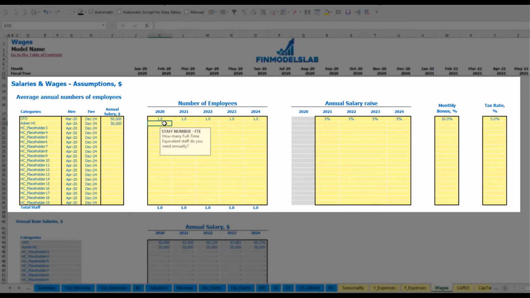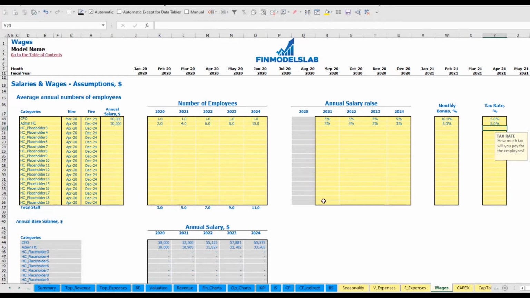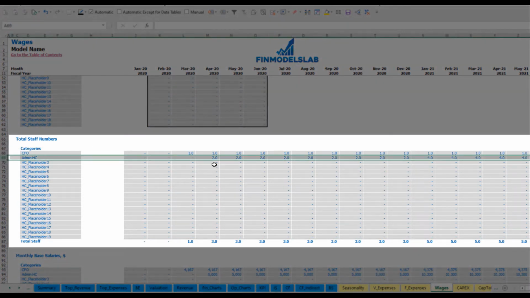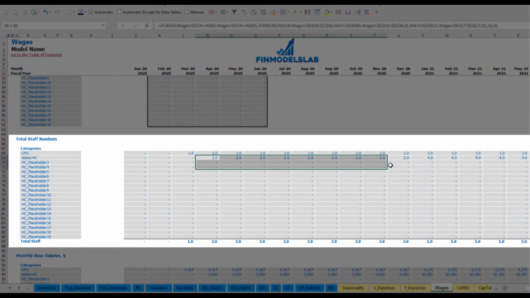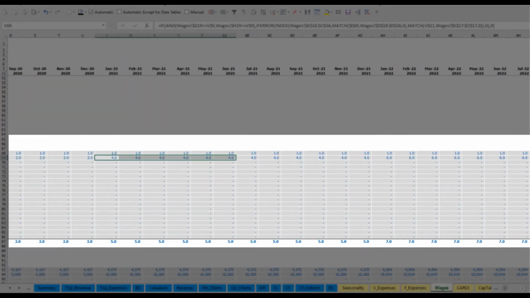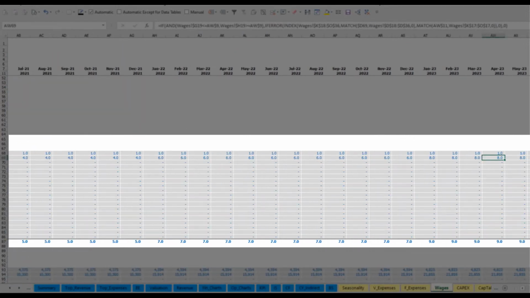Let it be in year number 1, 2, then 4, 6, 8, and 10 headcounts. 3% of annual salary growth, 5% of monthly bonus, and 5% of payroll tax rate. So in here you may see total staff numbers, which is 2 for year number 1, 2020. Starting from year 2021, we'll have 4, then 6, 8, and 10 in the last year of the model.